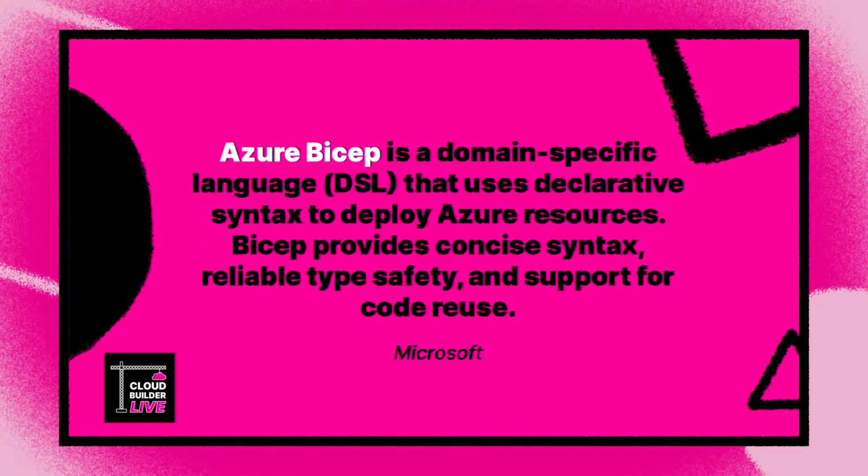And this is a domain-specific language that uses declarative syntax to deploy Azure resources. And this gives us concise syntax, and trust me, nobody ever accused JSON of being concise. So this is different, as you'll see in a bit. It also gives us reliable type safety and support for code reuse. And later on, towards the end, we will be talking a lot about code reuse because I think that's one of the great benefits that we get when we're looking at Azure Bicep.